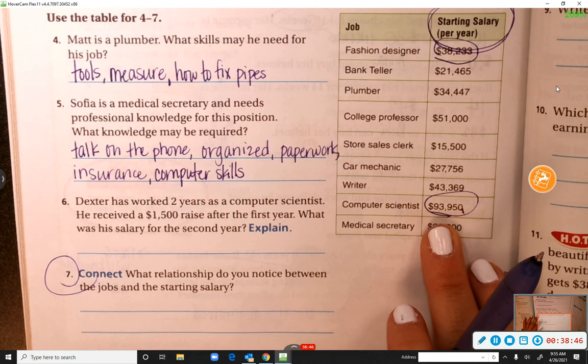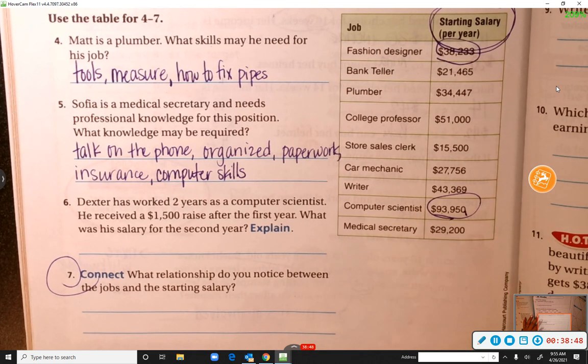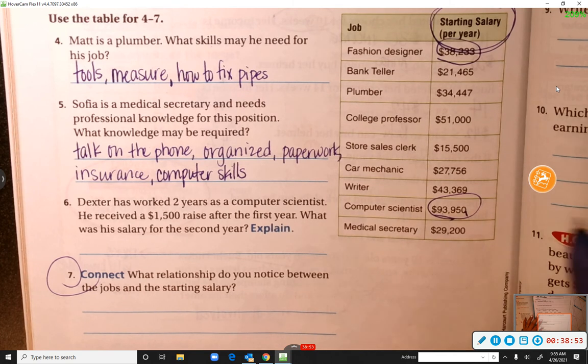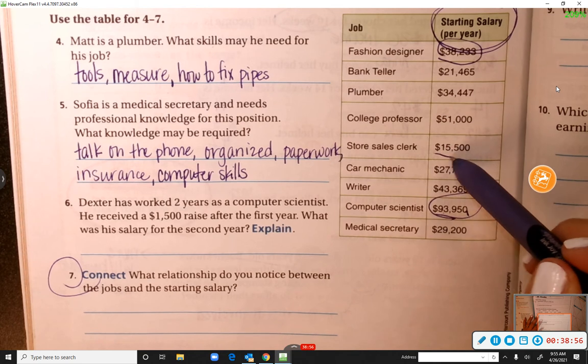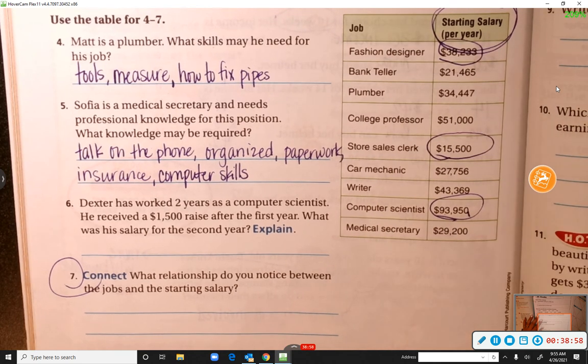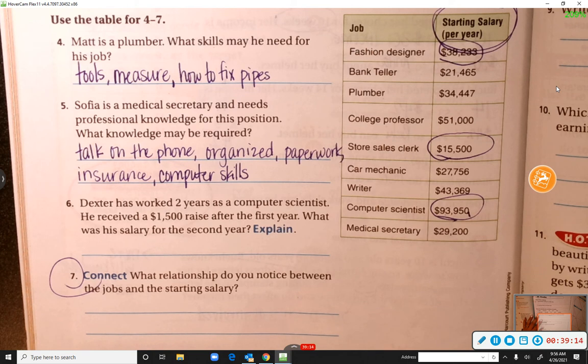Let's look at the lowest one. Which one is the lowest? Store sales clerk. Good. Right here. Store sales clerk is a person at a store probably running the register. They may need to have some skills on putting clothes or something away, but it doesn't require a lot. Okay? So what do you notice between the relationship between the highest paid and the lowest paid?